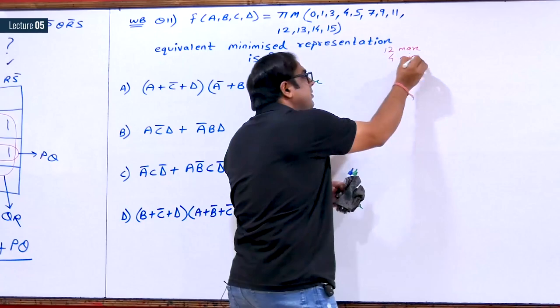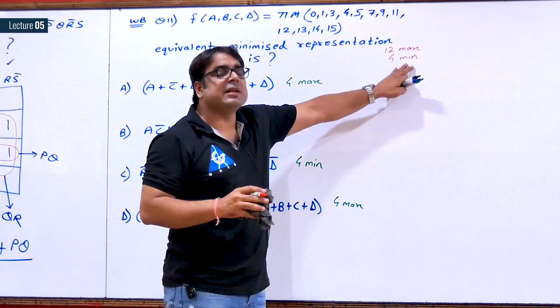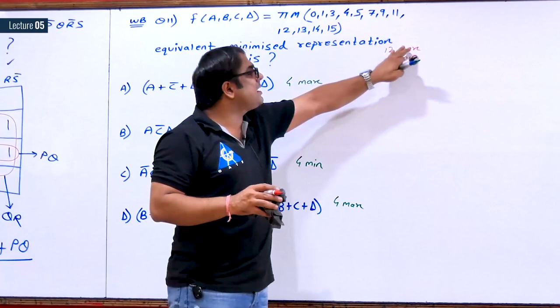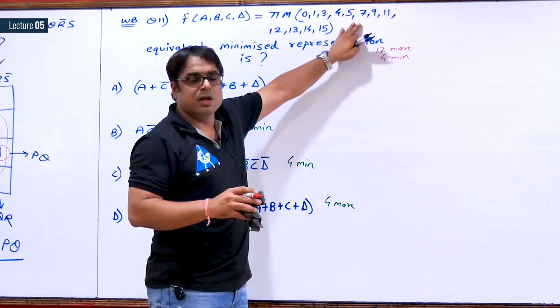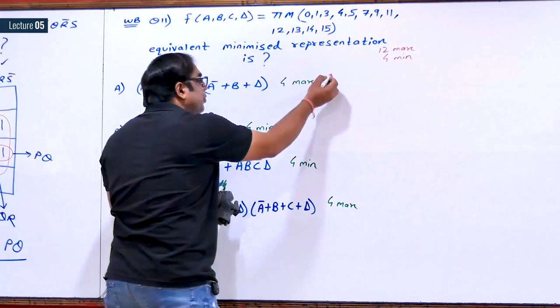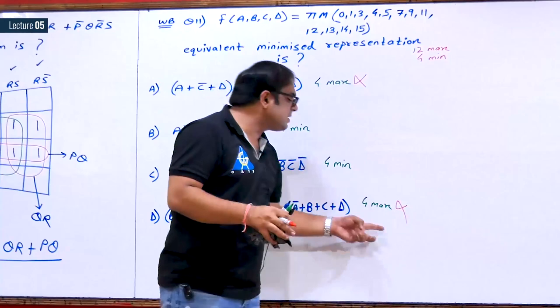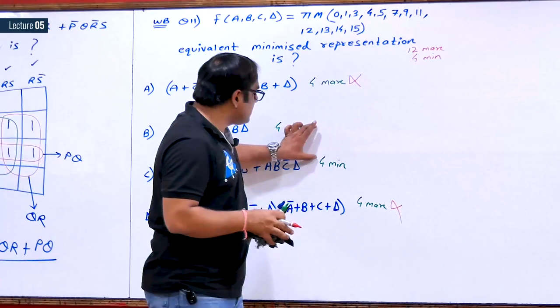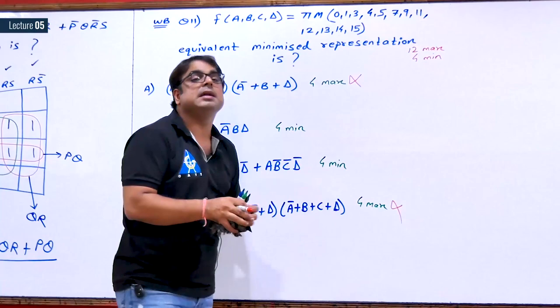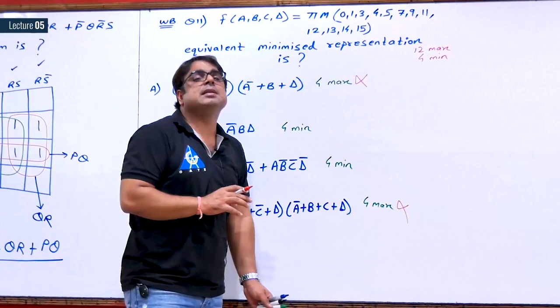From these 12 max terms and 4 min terms given in the question, I can conclude that option A and option D are not possible, because they contain 4 max terms only. But B and C contain 4 min terms. B or C may be the correct answer.